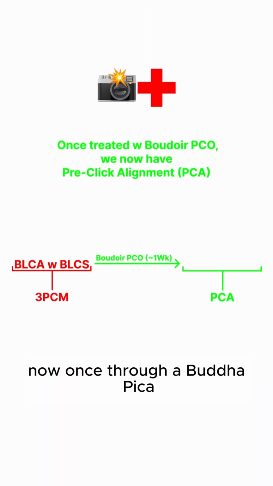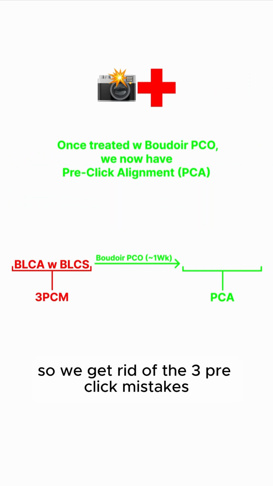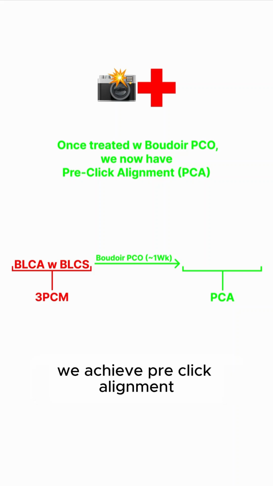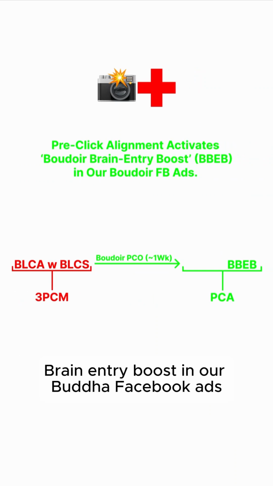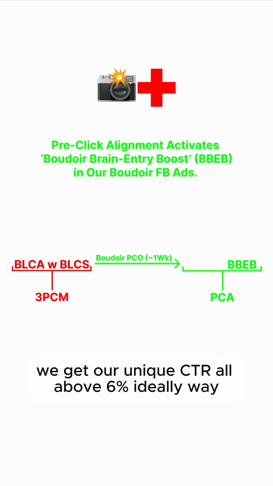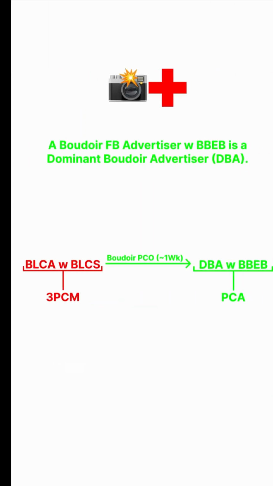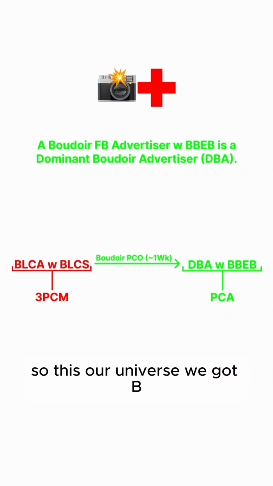Now, once treated with Boudoir Pico, we have pre-click alignment, PCA. So we get rid of the 3 pre-click mistakes. We achieve pre-click alignment, and pre-click alignment activates Boudoir brain entry boost in our Boudoir Facebook ads. Basically, we get our unique CTR above 6%, ideally way, way above it. And a Boudoir Facebook advertiser with Boudoir brain entry boost is a dominant Boudoir advertiser, a DBA.